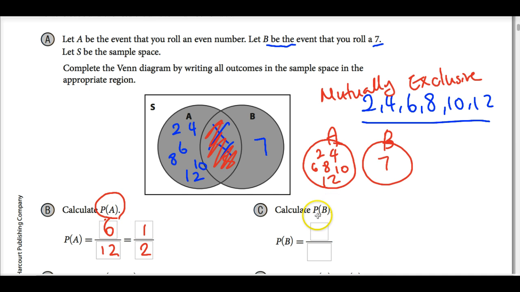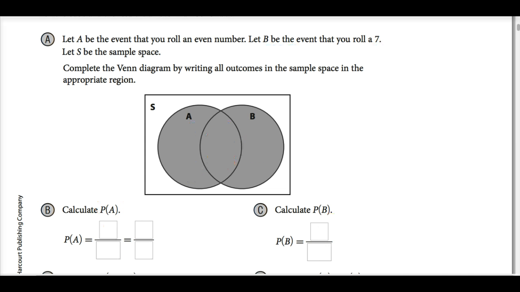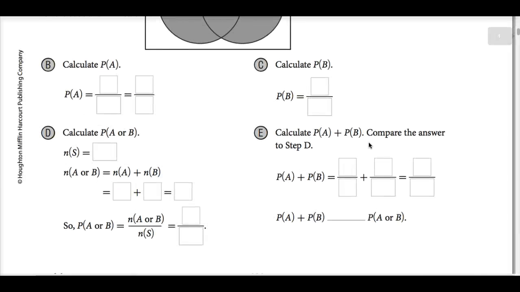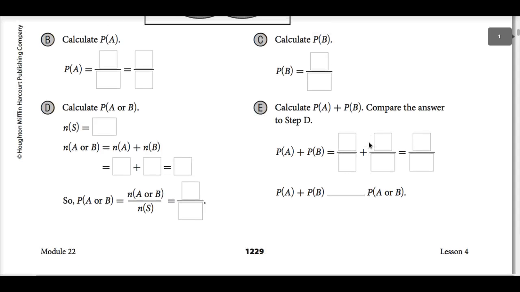Now it says calculate the probability of B, which is you getting just a number 7, which is right here. So how many do you have there? Only 1. And potentially how many numbers can you get when you roll the dodecahedron? Yes, 12. So you see how easy that is? Super easy. I think this is going to be like the easiest lesson.